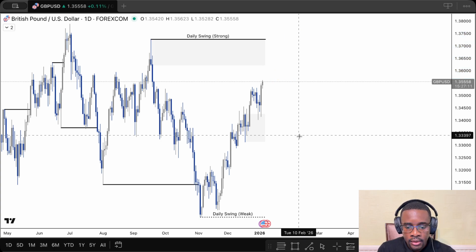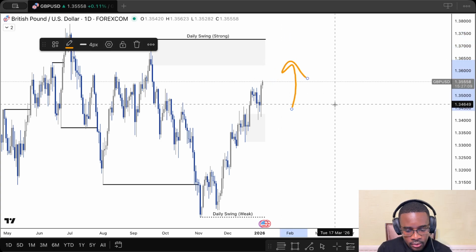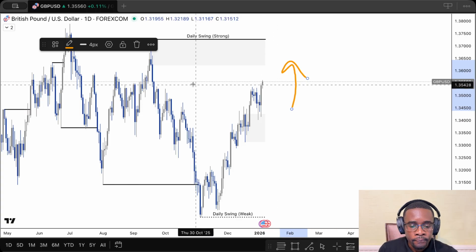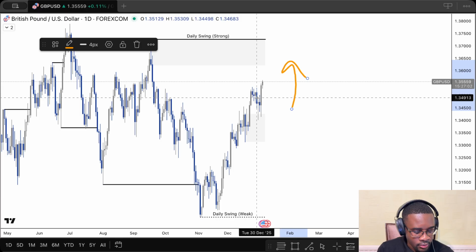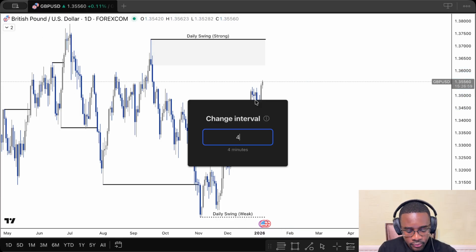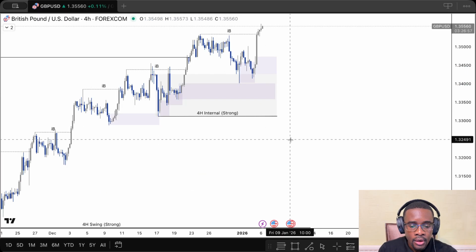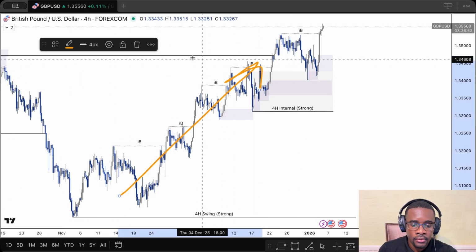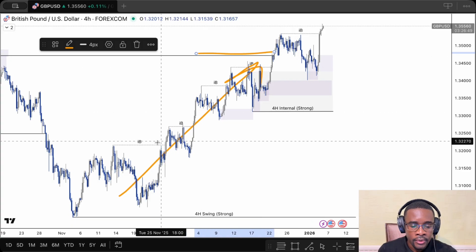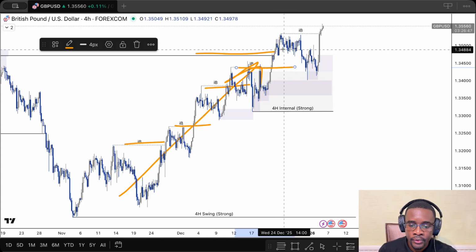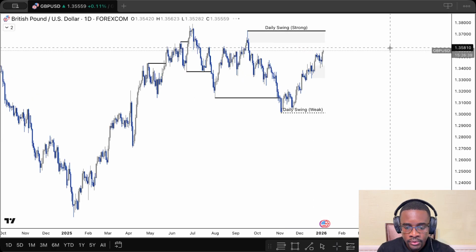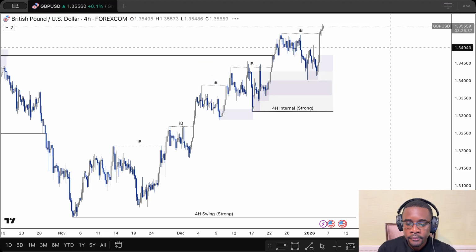So on the daily, right now all systems are bullish. We're expecting a bullish continuation because of the way price is moving. And then looking at the 4 hour, 4 hour is bullish. So our swing, this is our swing. All right, we had a breakout structure here, and then our internal has been bullish all the way. Okay, and we're continuing to break structure to the upside.